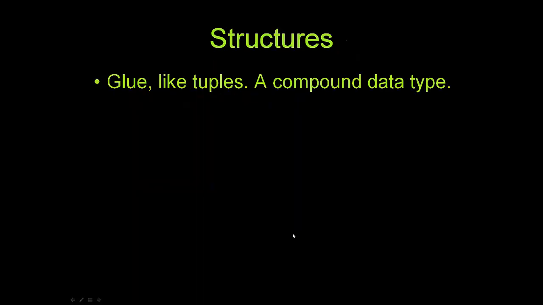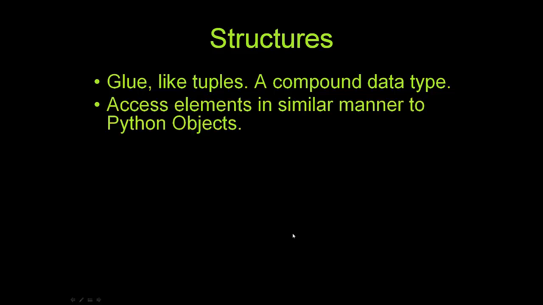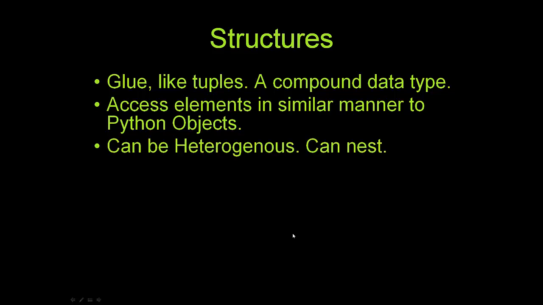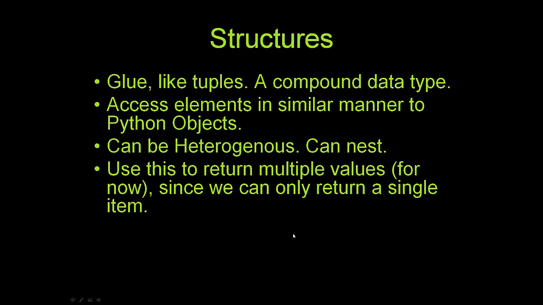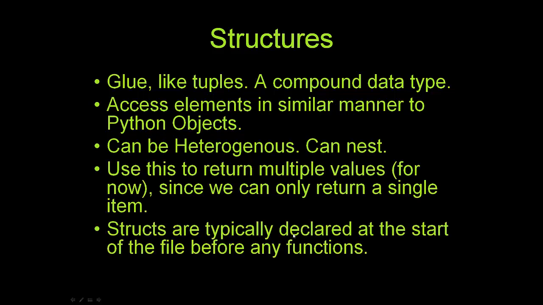Now we go to the main part about data abstraction for C. Like Python, right? You need some kind of a glue like tuples, to basically create your bigger compound data types. Right? So in C, it's called structures or structs. Okay, so essentially this allows you to access elements in a way that's similar to Python objects. Okay, they can be heterogeneous. It means you can basically have different data types inside the struct. You can also nest structs, right? And you can use this to return multiple values. So structs are typically declared at the beginning of the file before any functions.